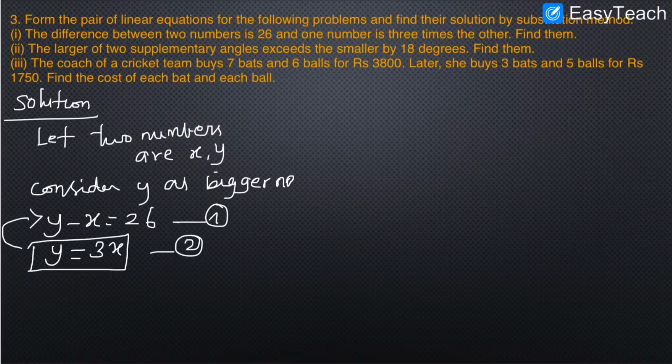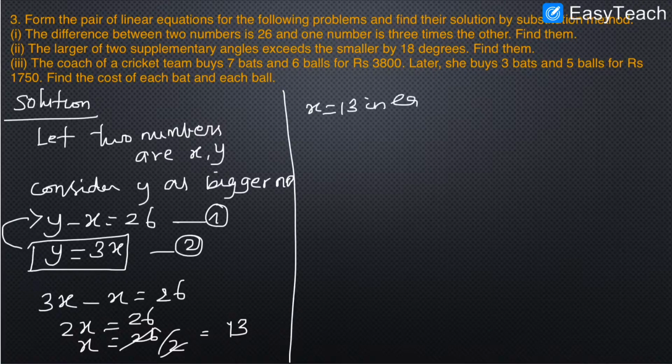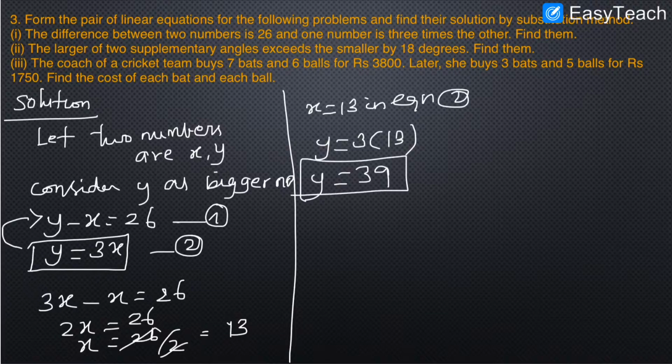For example, 3x minus x equals 26. So 2x equals 26, x equals 26 by 2, which gives me 13. Let's substitute the value x equals 13 in the second equation. y equals 3 into, for x I write 13, y equals 39.